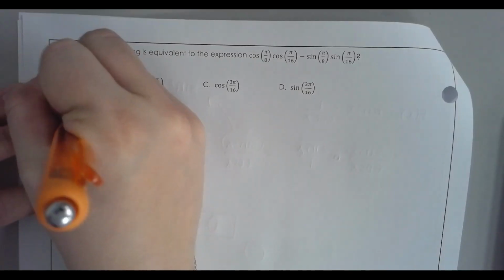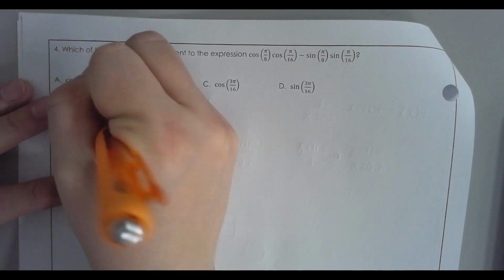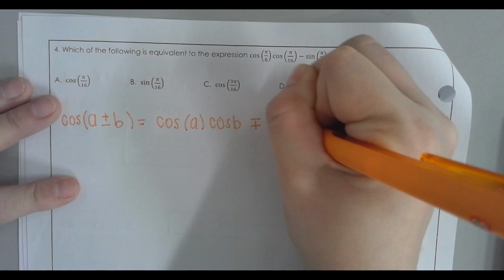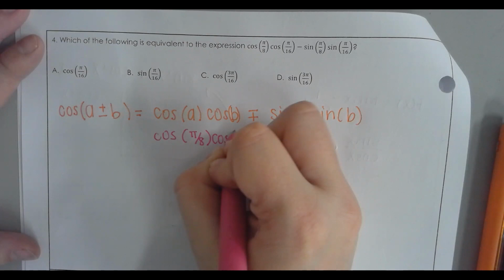So I'm just going to rewrite that here. Cosine of A plus or minus B equals cosine A cosine B minus or plus sine A sine B. Right under it.